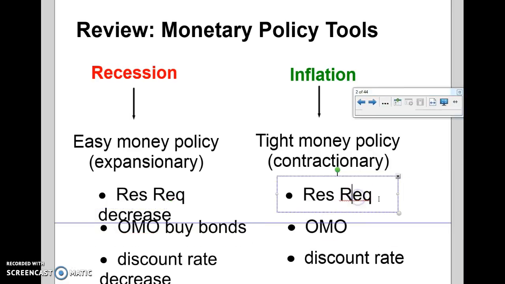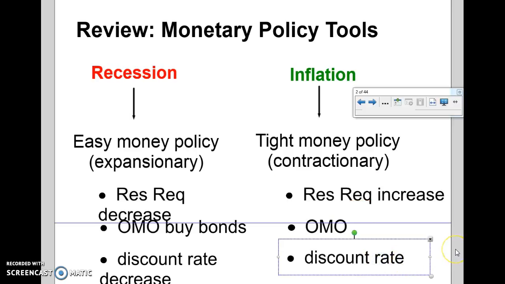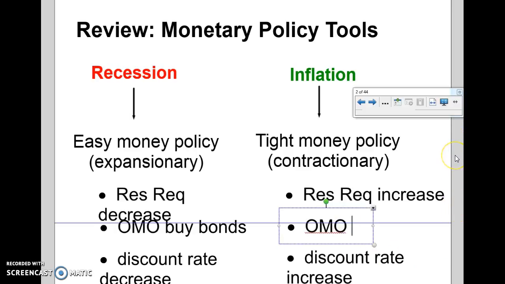On the other side, if there's inflation, which is the Fed's worst nightmare, it keeps them up at night, they hate it, they could do the opposite. They could increase the reserve requirement, so make it so that banks now have to hold on to more money. Likewise, with the discount rate, they could increase that as well. And if they increase the discount rate, banks will be less likely to borrow from other banks or from the Fed. And in this case, they will have less money to lend out. Or, the most common one through open market operations, they could sell bonds.